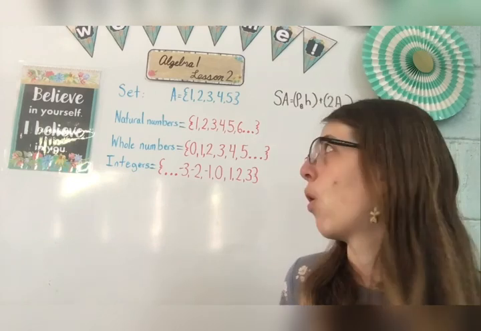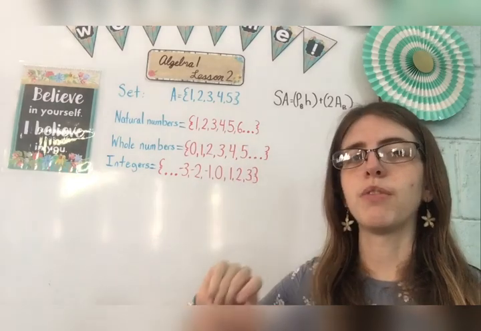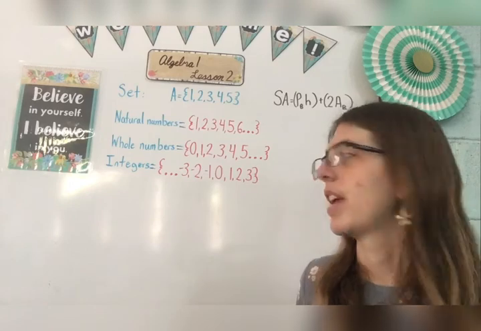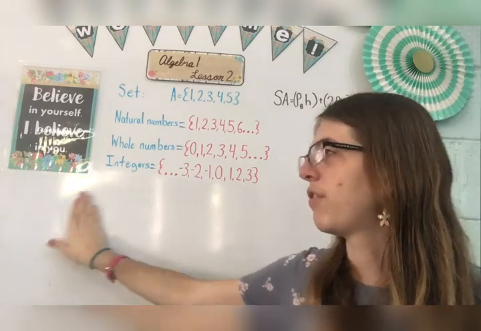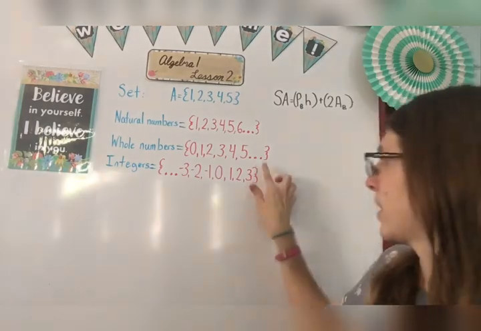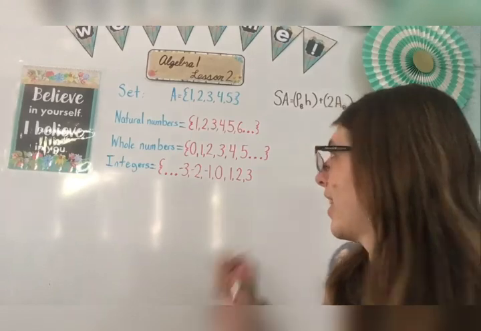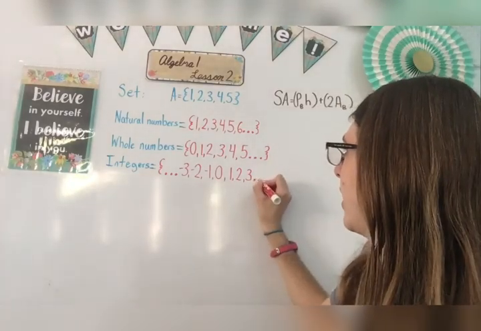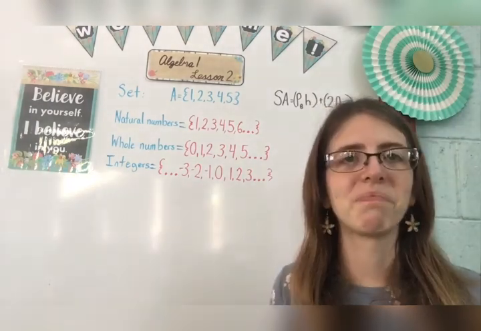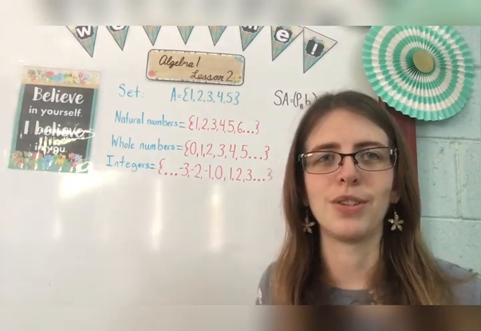So I know that the natural numbers start at 1 and keep continuing on into infinity. Whole numbers start at 0 and continue into infinity. Integers continue into infinity into the negatives and continue into infinity. Whoops, I forgot my dot, dot, dot here. Let's try that again. Okay, they continue into infinity here on the positive side as well. Okay? So those are your integers, whole numbers, and natural numbers. Those are your sets of numbers.